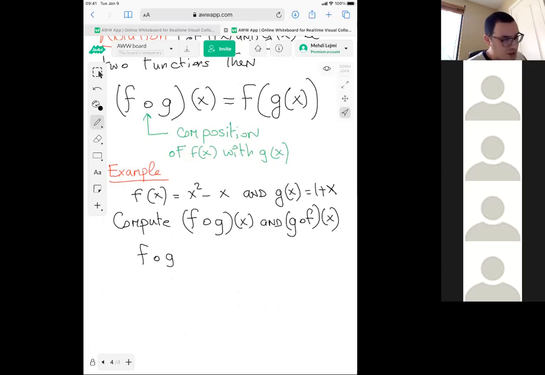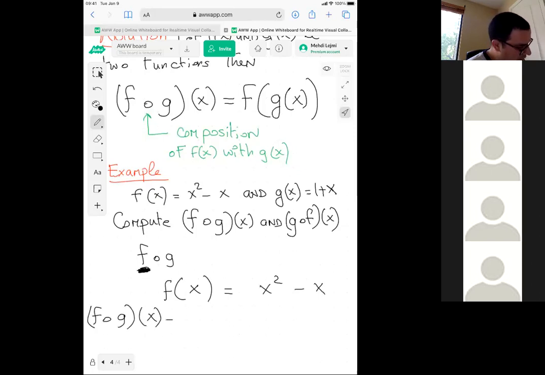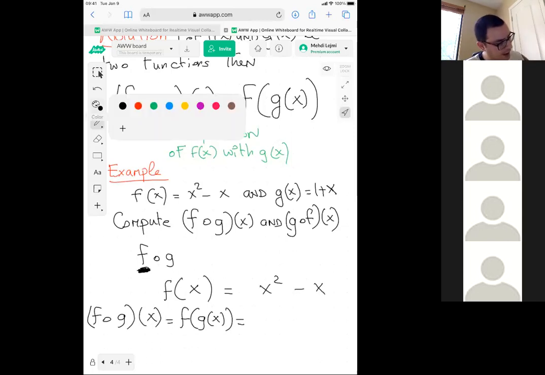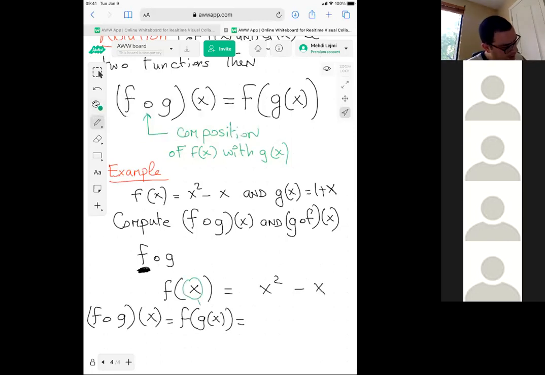So f composed with g, you see guys, first you have f. f comes first, so I'm going to write down f of x, which is x squared minus x. And then I'm going to write f composed with g of x. We said this is supposed to be f of g of x. That's the definition. So what we have to do, guys, is this x in here becomes g of x.